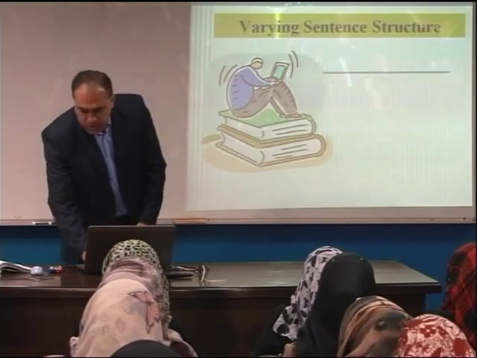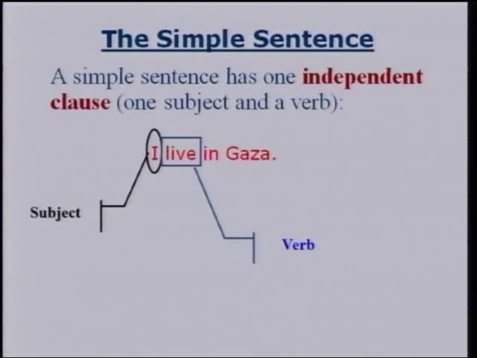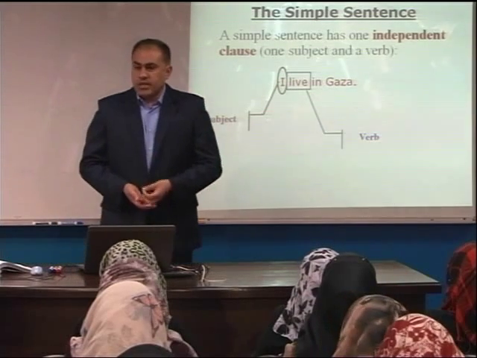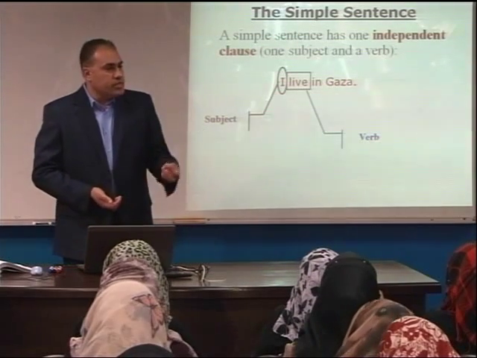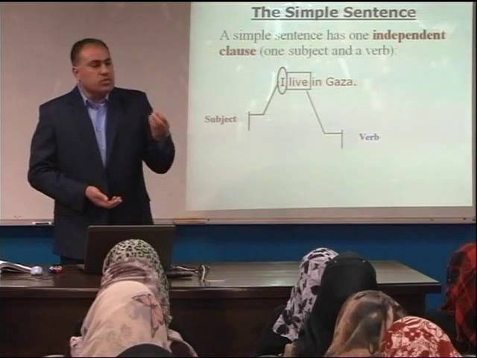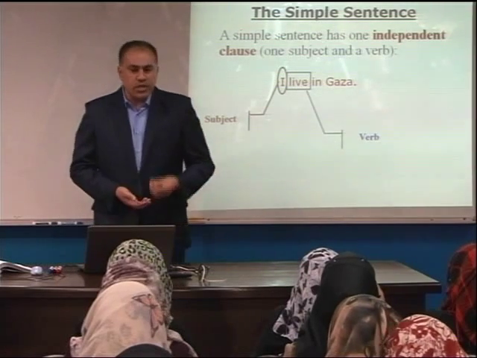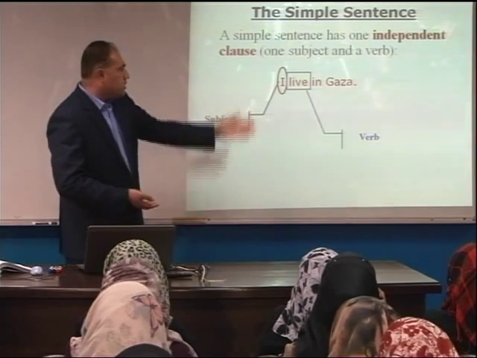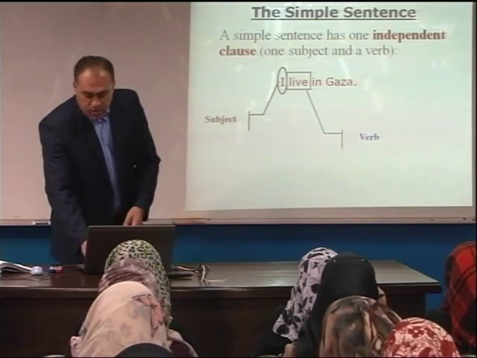Alright, just a quick review of what we've done so far as sentence structure is concerned. We looked at the simple sentence, and we said that a simple sentence is basically an independent clause, a group of words having a subject and a verb and expressing a complete idea. For example, I live in Gaza.